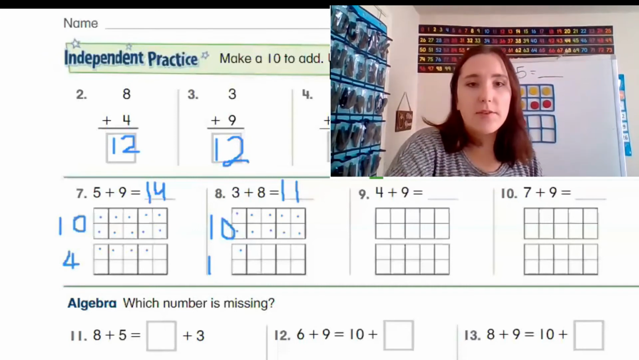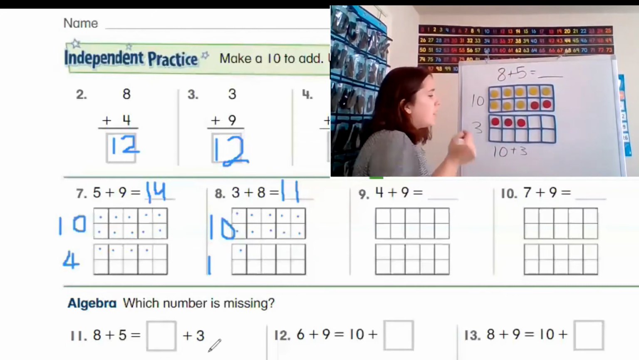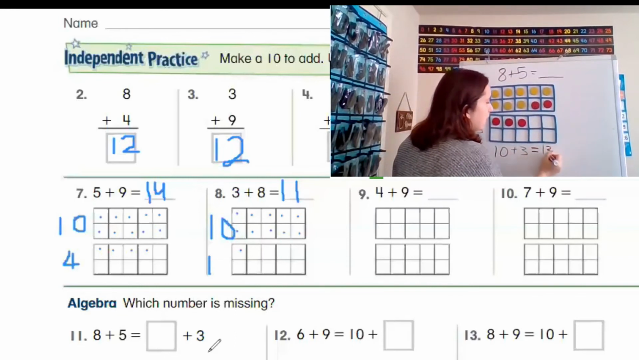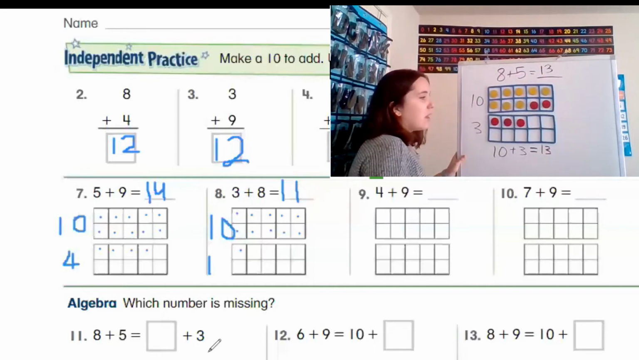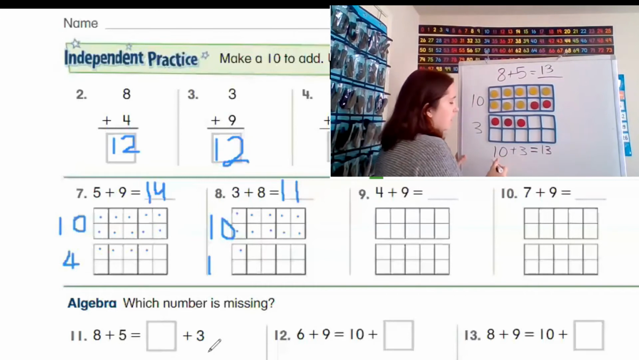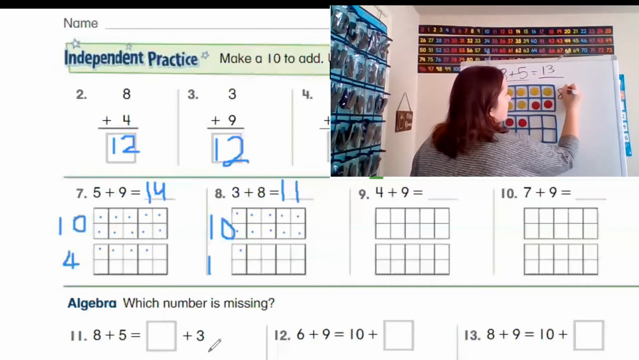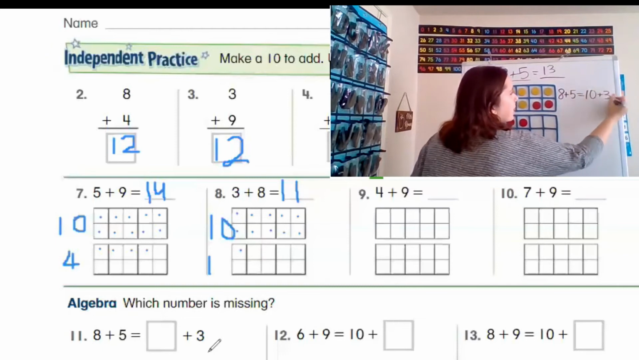It says 8 plus 5 is equal to something plus 3. Well, watch this. If we know that 10 plus 3 equals 13, that means that 8 plus 5 equals 13. If our sums are the same, that means our equations, this part and this part, are going to be equal to each other. So that means 8 plus 5 is equal to 10 plus 3.